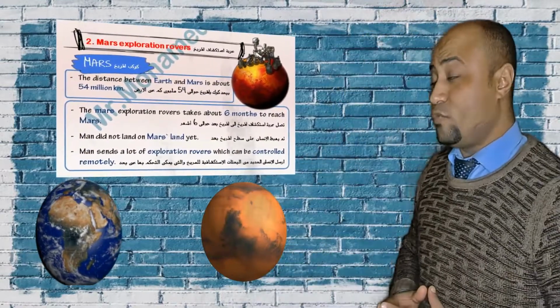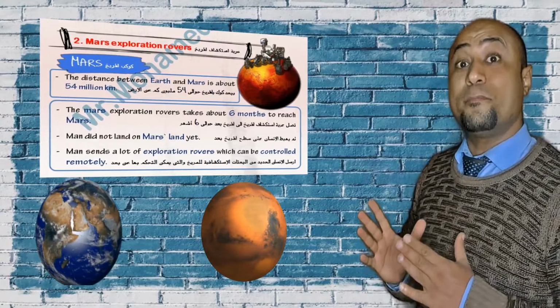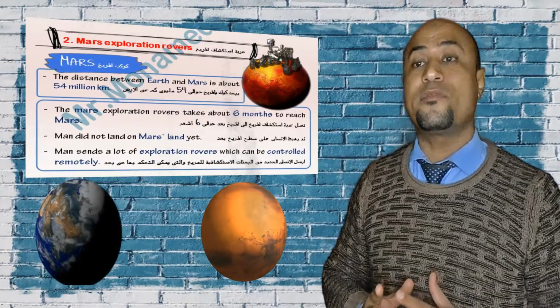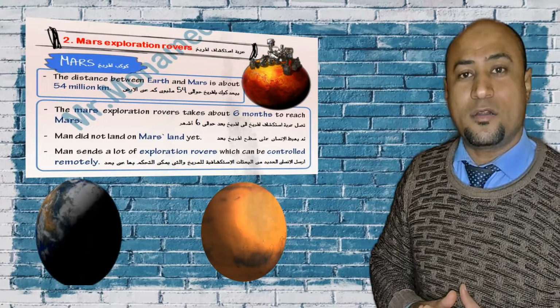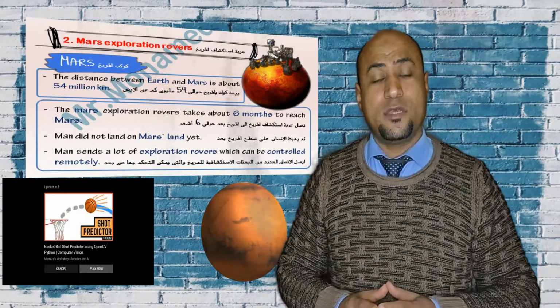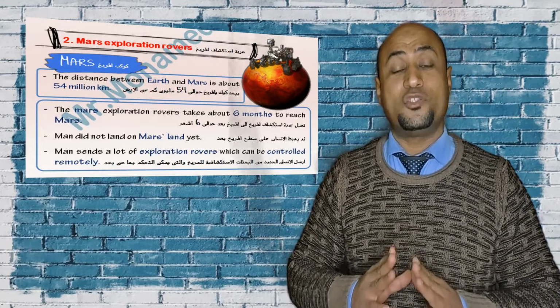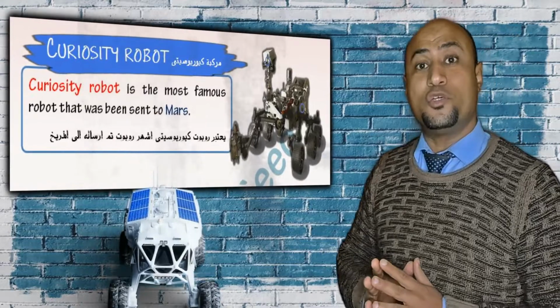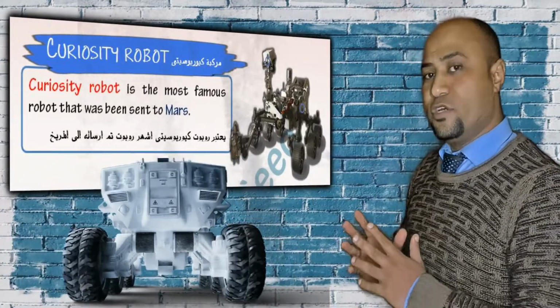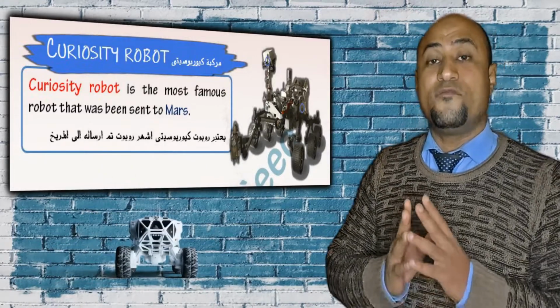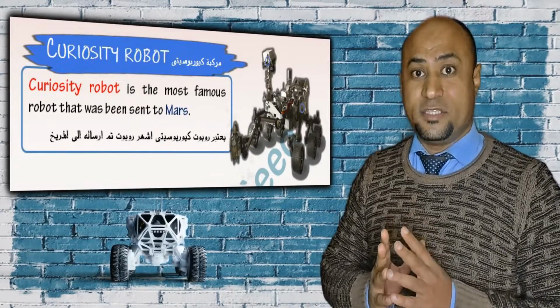Mars is the next planet to Earth, and the distance between Earth and Mars is about 54 million kilometers. So Mars exploration rovers take about 6 months to land on Mars's surface. You should know that man did not land on Mars yet, but man sends a lot of exploration rovers to Mars's surface. For example, the most famous exploration rover sent to Mars is Curiosity Robot.